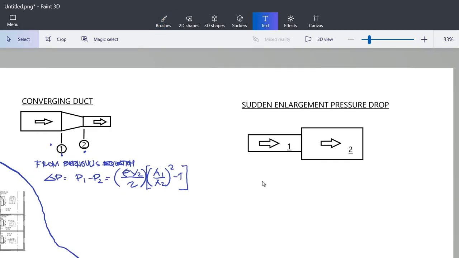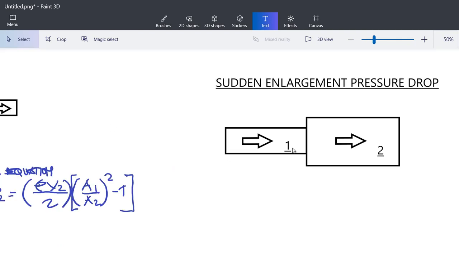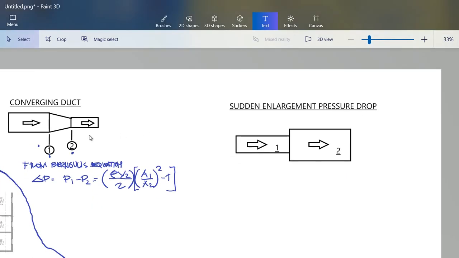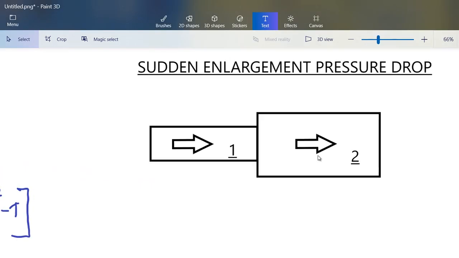Next we have the sudden enlargement pressure drop. You will notice this converging duct has a gradual increase in size, but this one is sudden, a sudden enlargement. So you will see the difference between this converging duct and the sudden enlargement.